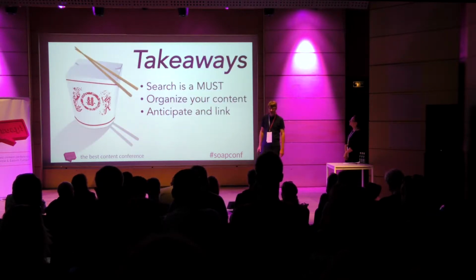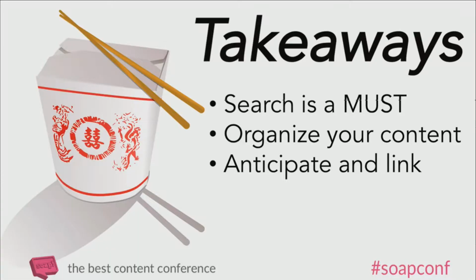Okay, so the takeaways. Search is a must. If you don't do a search, you're lost. Really, search is absolute necessity. But on top of that, I do recommend to organize your content. If your TOC, your table of contents, is getting too complicated, redo it in a more visual way, like I showed, and you can maybe achieve better results. And last but not least, anticipate and link, to push people to the content that you think they will also be needing if they're reading one thing.